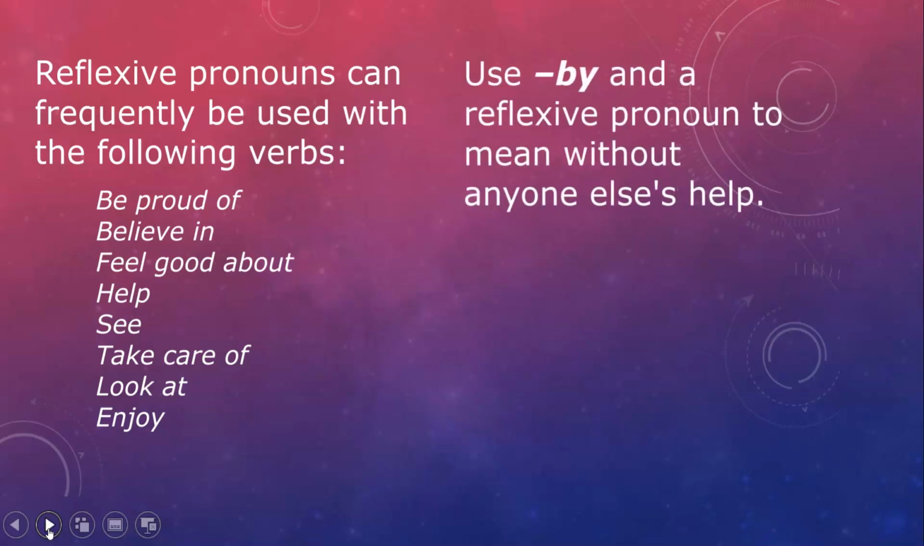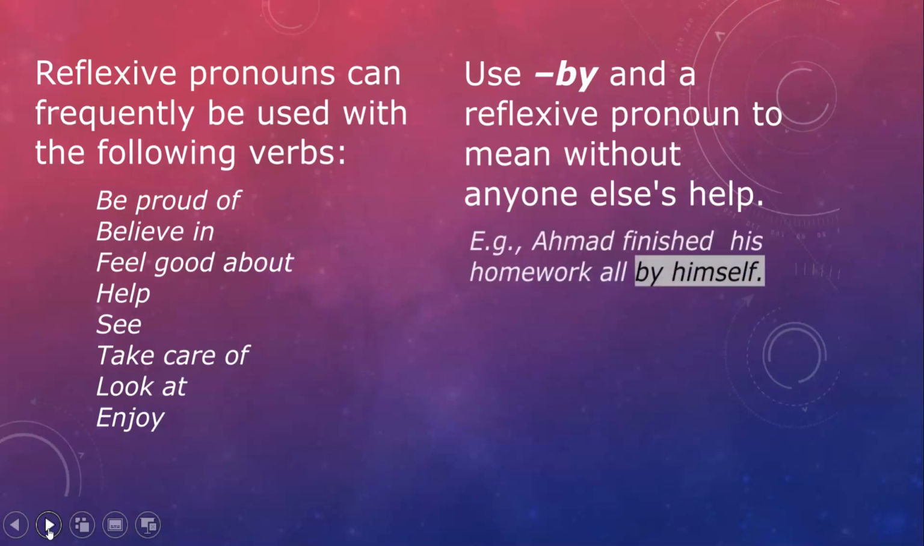Another thing that we want to mention here is that we can use the preposition by along with the reflexive pronoun to mean without anyone else's help. So let's look at the example here. Ahmed finished his homework all by himself. Ahmed is our subject. It's he, right? So he will have a corresponding pronoun himself. So when we say by himself, means no one else helped him. Okay? And that's about it.